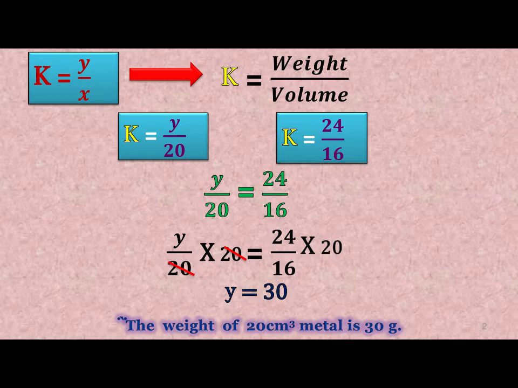Both the values equal the same constant. So we can write it as Y over 20 equals 24 over 16. The 20 and 20 cancel out. Then Y equals 30. Therefore, the weight of 20 cubic centimeters of this metal is 30 grams.